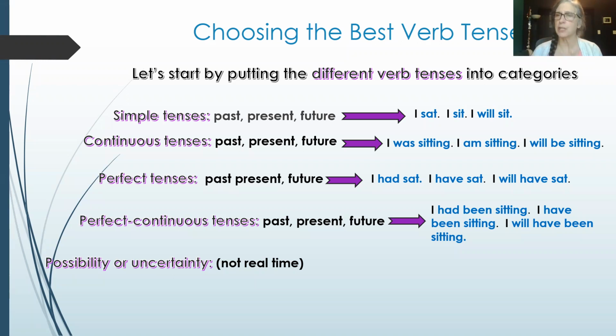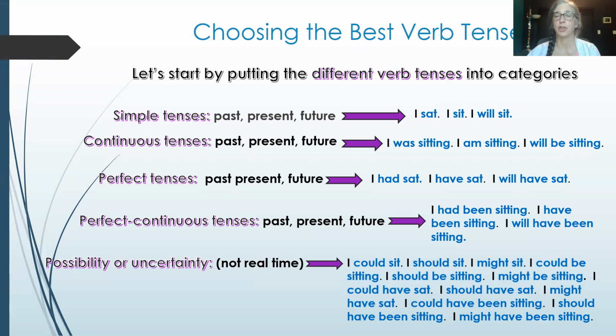And we're going to be touching on that in this workshop, and then in the next workshop on the perfect and the perfect continuous tenses, we're going to do a super deep dive into those abstract ideas of time. But we are going to touch upon them here briefly, and we're going to look at what we call possibility or uncertainty. In other words, not real time. And we do those by using modals like could, should, might, and may. And here are some examples.